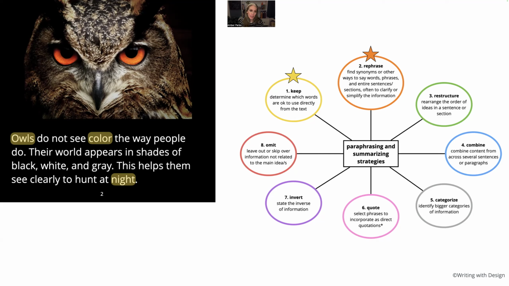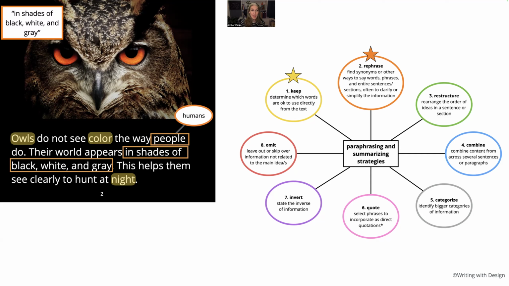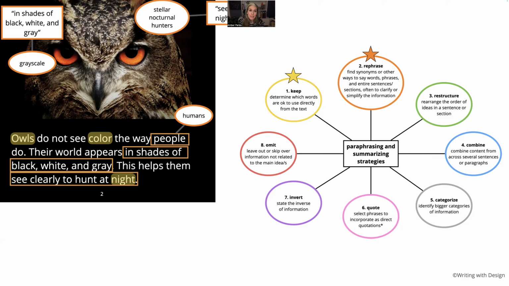The second is to rephrase, and those are words or phrases that we want to say differently. So this is just what our eyes go to or what our brain thinks about as words that we know we can think of other ways to say. So people, we could say humans, right? In shades of black, white, and gray. Maybe we rephrase the order of those, but we can also say that as grayscale. See clearly to hunt at night. Oh, well, if they can see clearly to hunt at night, that means they are stellar nocturnal hunters. So notice we're not looking for direct synonyms every time. We're looking for other ways, a rephrase of the information.